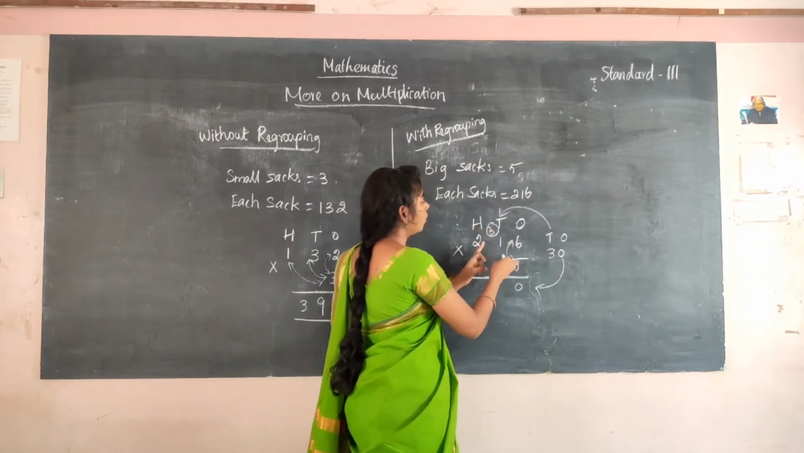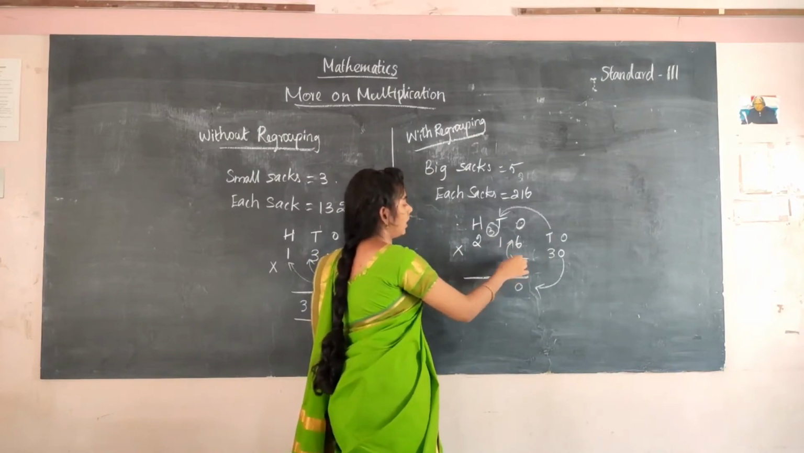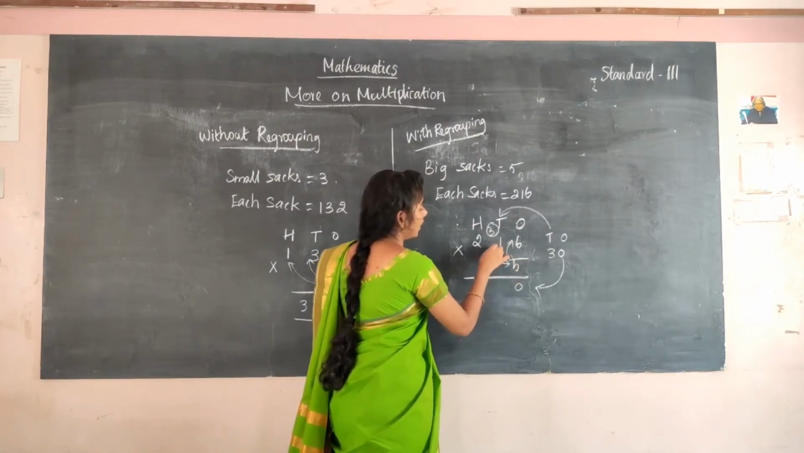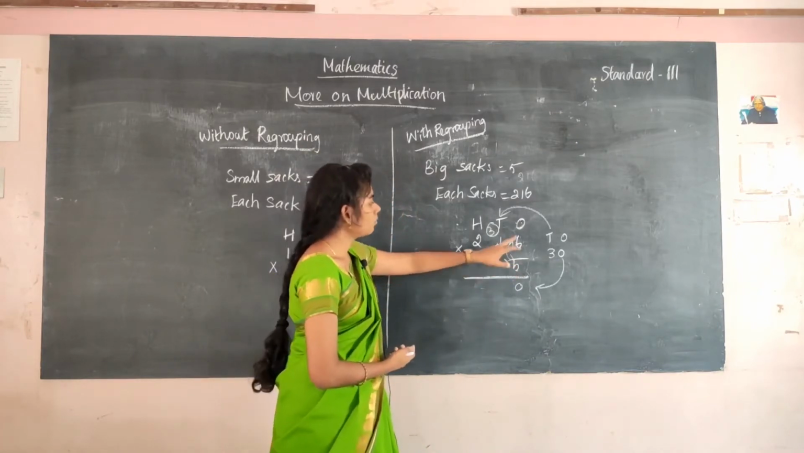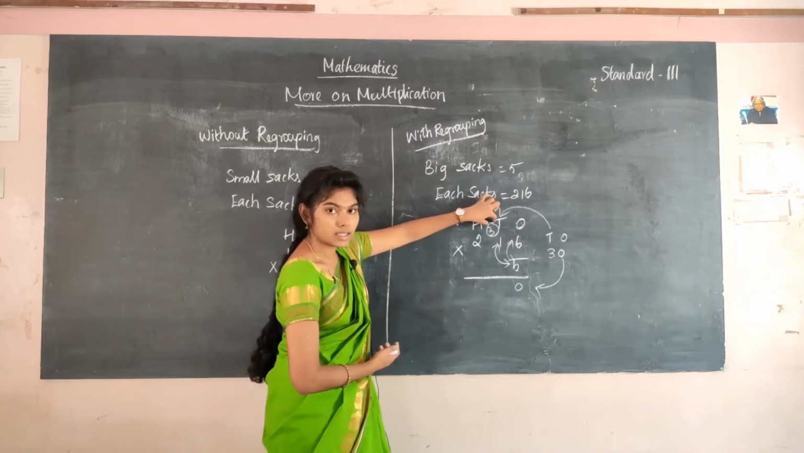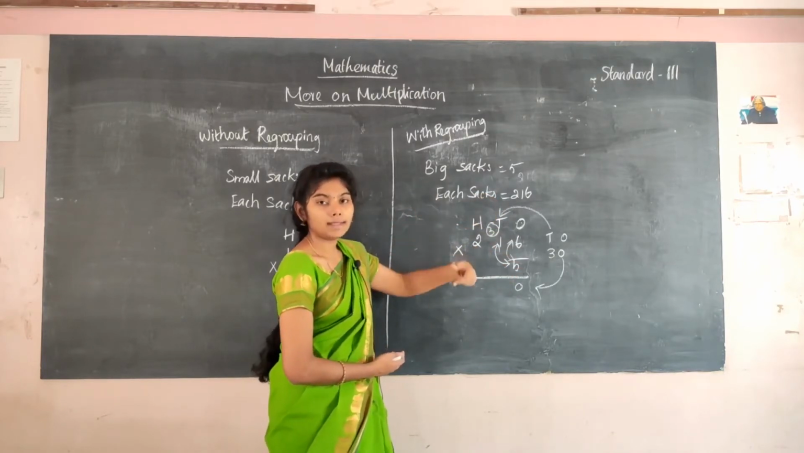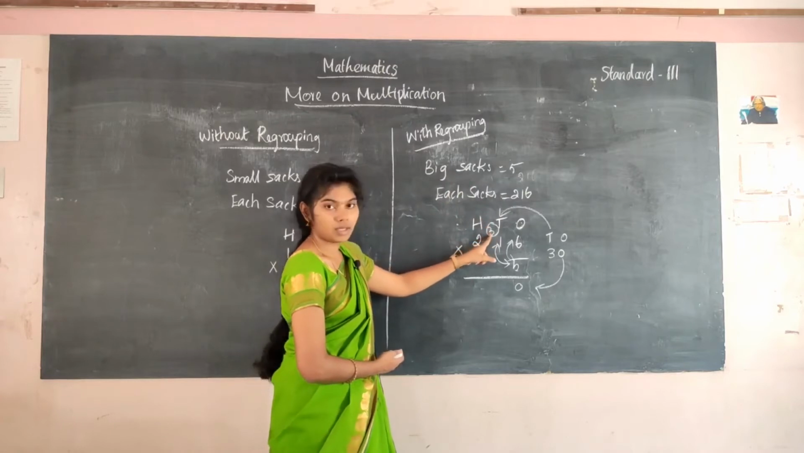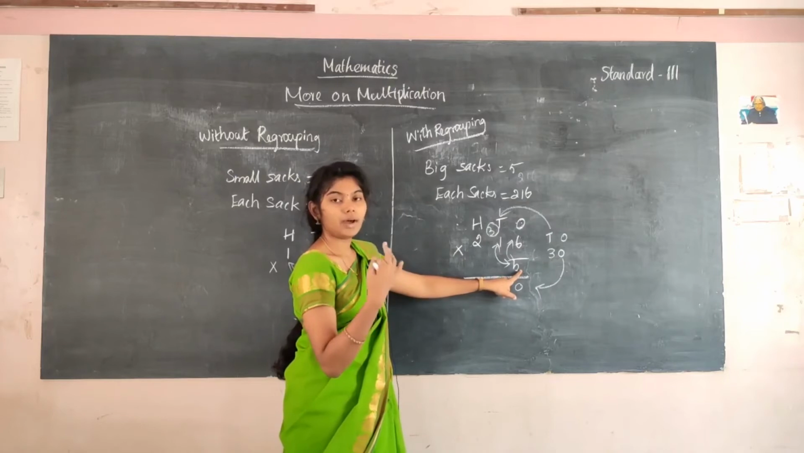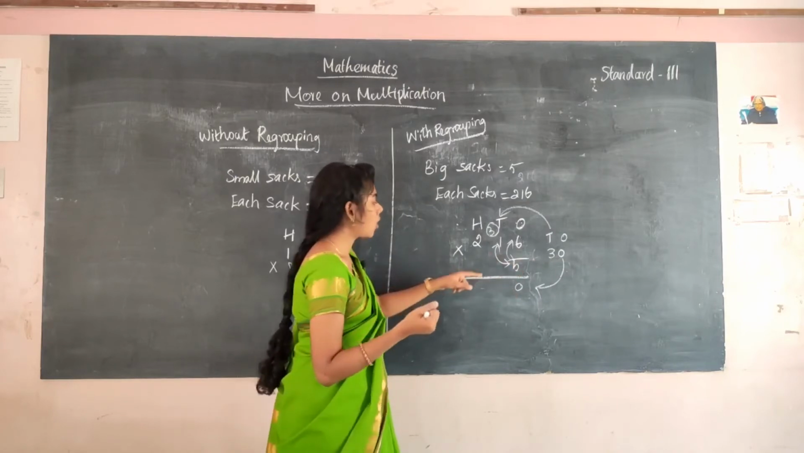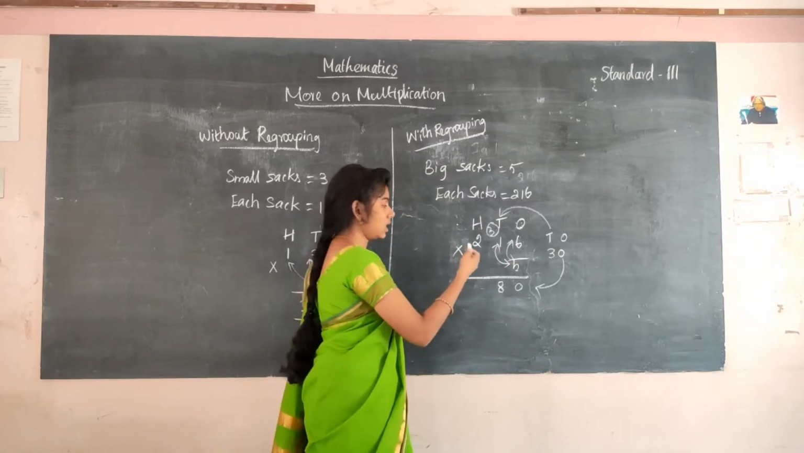Now what do you have to do? You have to multiply the tens place number and the ones place number. So 1 and 5 are multiplied. 1 5 is 5. And then you have to add the number given here. 1 5s are 5, 5 plus 3 is 8. So you have got the answer as 8.